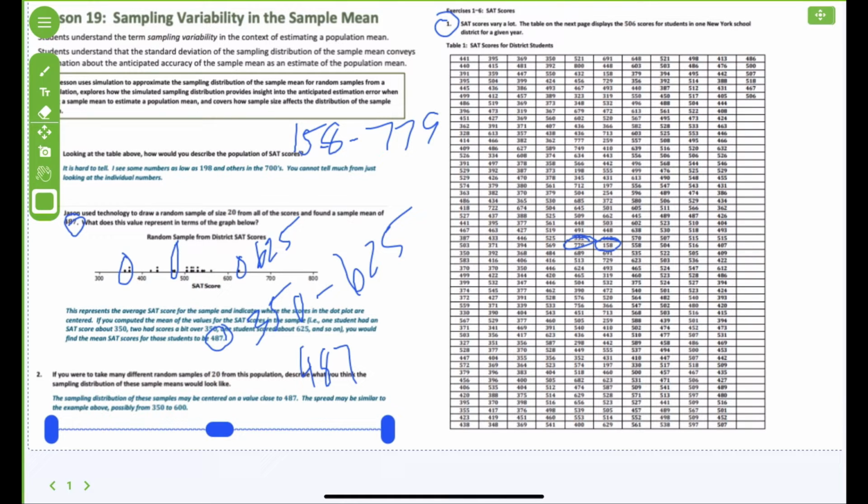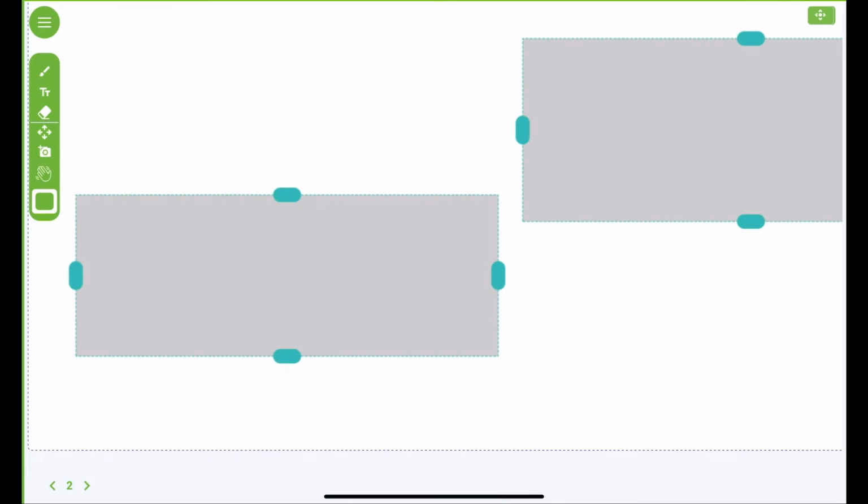Sampling distribution of the samples may be centered on a value close to 487. The spread would be similar to the example above. Yep, that's what it says. All right. Page 2.